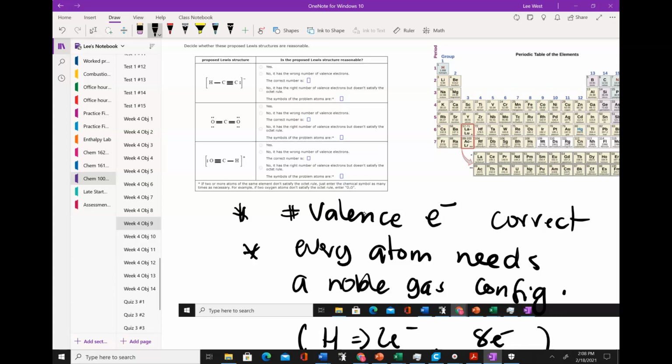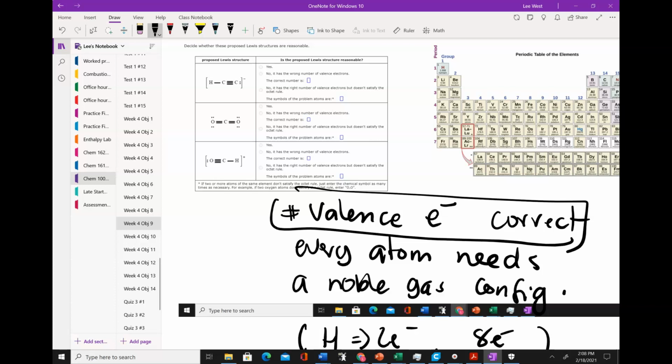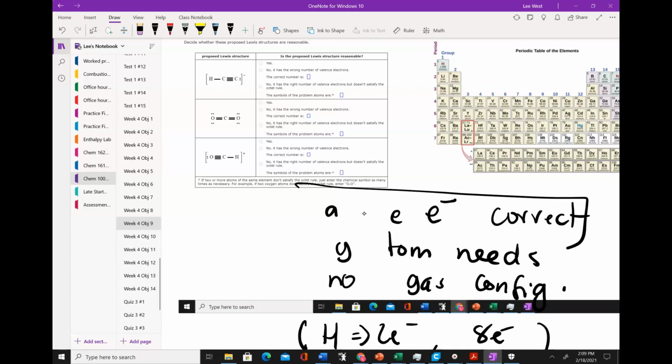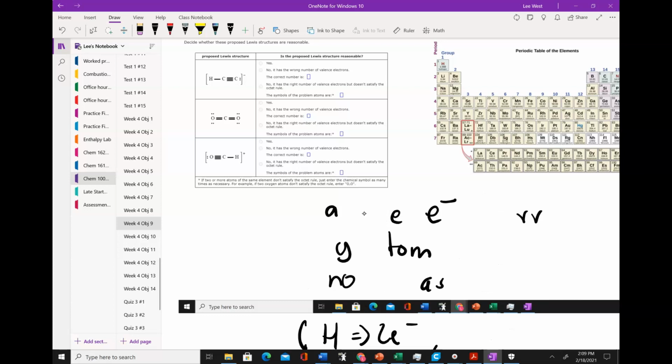So what we've got to do in every case, then, if we're going to check that the valence electrons are correct, we've got to add up the total number of valence electrons that each of these molecules or polyatomic ions would have if it has a correct Lewis structure, and then we've got to compare that to how many are in the structure. And then finally we've got to go through and check every single atom has either an octet if it's not hydrogen, or a duet if it is hydrogen. So let's give an example.